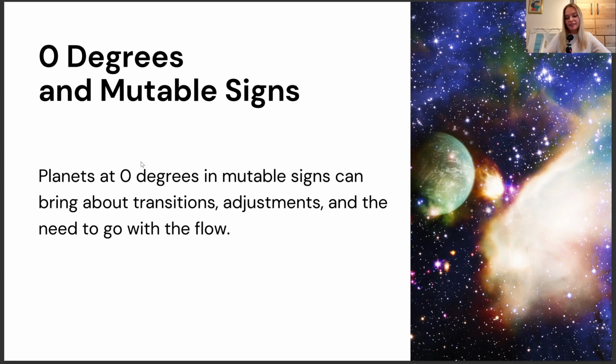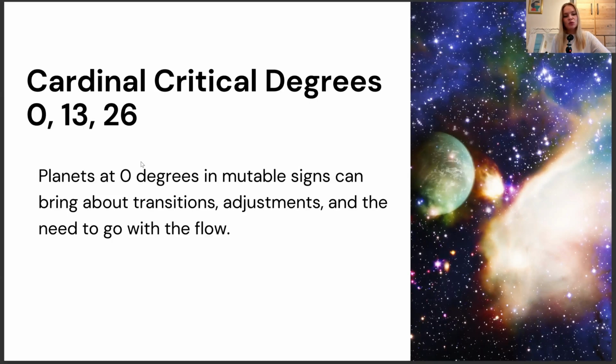Right, so now we will look at something else, just to end this little webinar tutorial. Basically each modality, so we've got 3 modalities: cardinal, fixed, and mutable, has its own critical degrees. And here, the cardinal critical degrees. Just to remind you, the cardinal signs are Aries, Cancer, Libra, and Capricorn. They're signs that initiate each season. They've got specific critical degrees, and these are 0, 13, and 26, and they are considered highly powerful, significant, meaningful in terms of initiating action, initiating change.